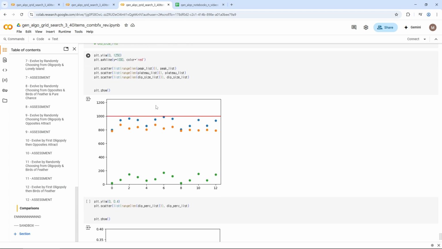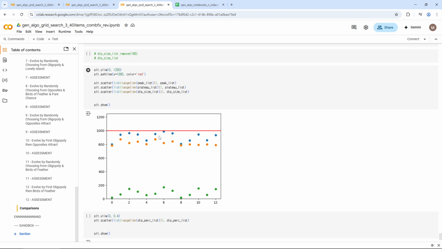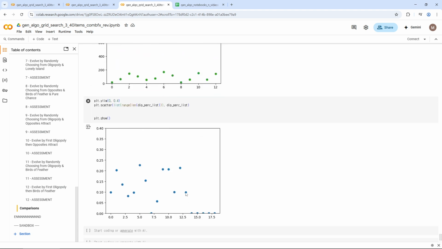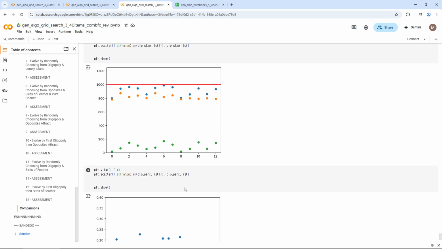But if you look here, the blue dots are the average peaks, the orange dots are the average plateau levels, and if these two are close, it means that the dips are small, and therefore the dip percentages are also small.